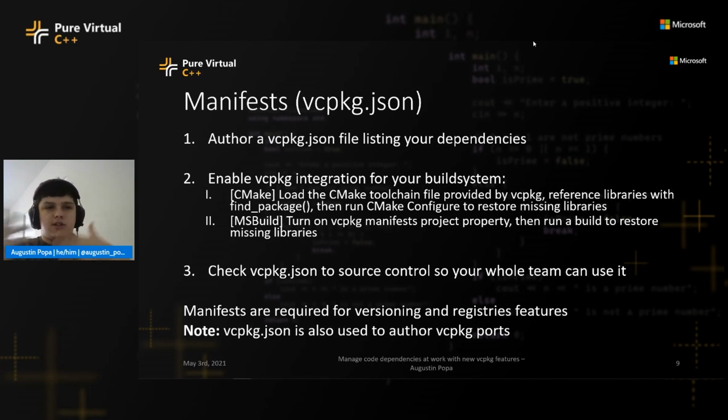I should call out that manifests work specifically for MSBuild and CMake. We do want to continue expanding on the support, but those are the two build systems that we currently support. With MSBuild, you really just have to turn on the project property for using vcpkg manifests, and then it will just work. Whenever you do a build in MSBuild, it will first check with vcpkg if any packages need to be restored. It will do that, and then it will build your actual project.